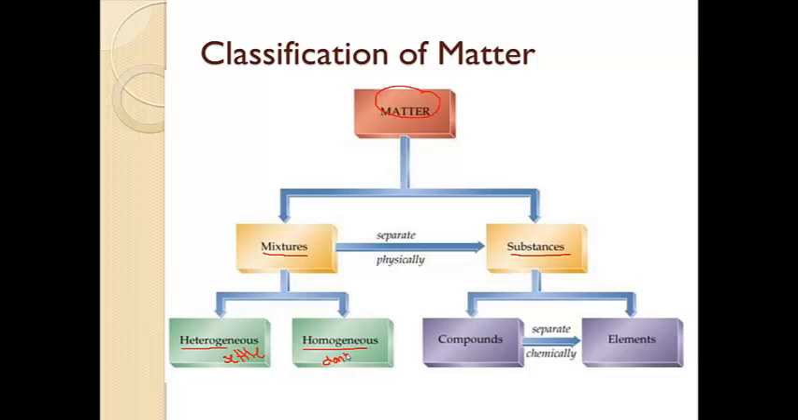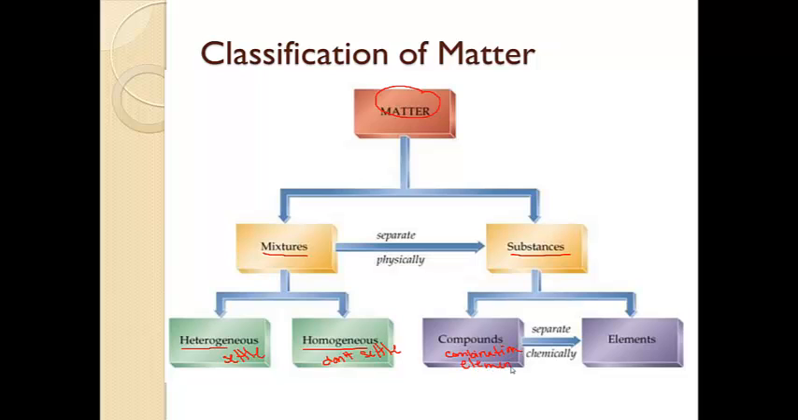Substances can be broken down into compounds and elements. Compounds are a combination of elements that are chemically bonded together. And then elements are the most pure things there are.